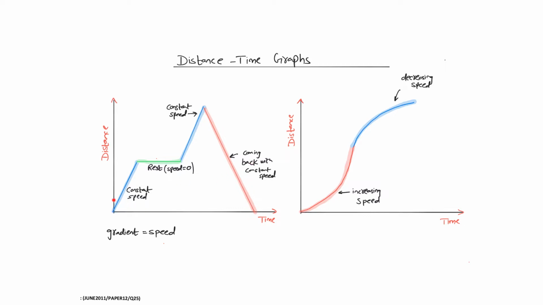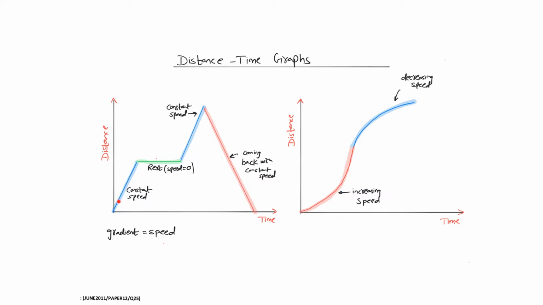So I'll quickly revisit this distance time graph. In this distance time graph, the gradient represents the speed. So if a line has a constant gradient, that represents constant speed. If a horizontal line is there, it means that the speed is zero, and if there is a negative gradient, this means that the particle is coming back with constant speed, but the speed is in the opposite direction.